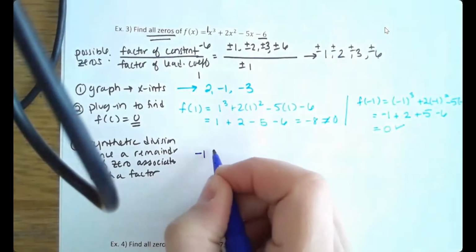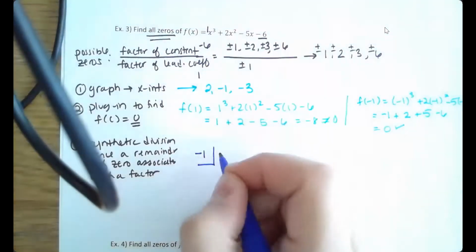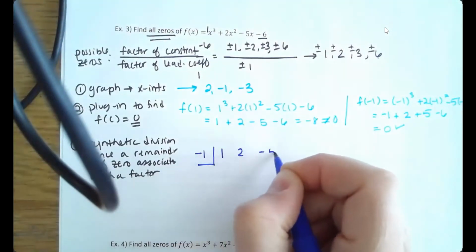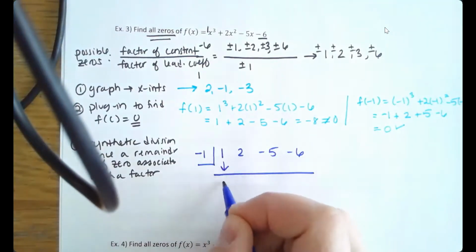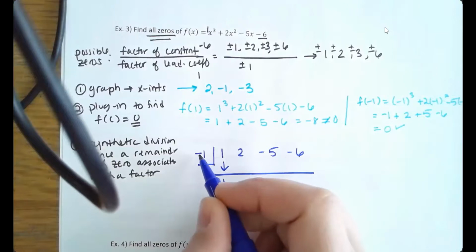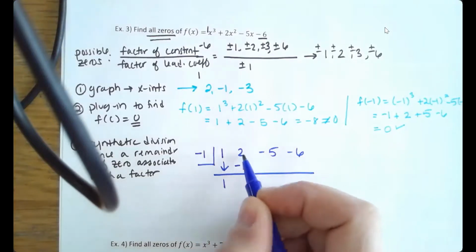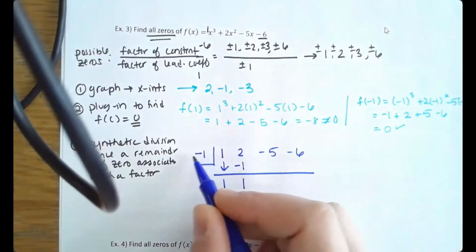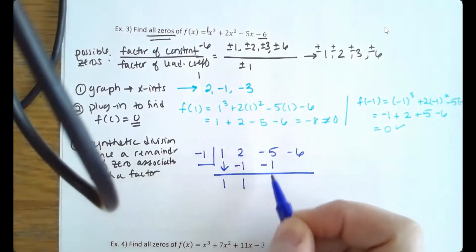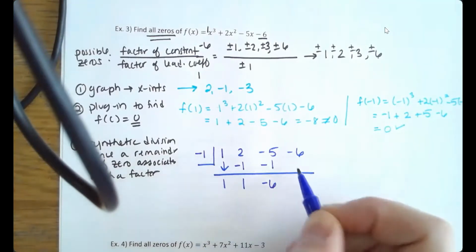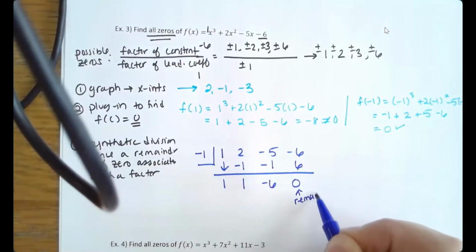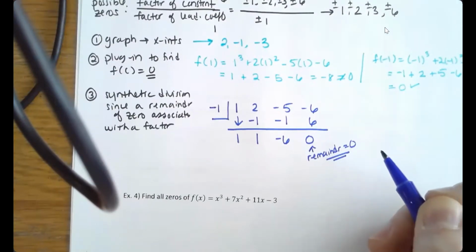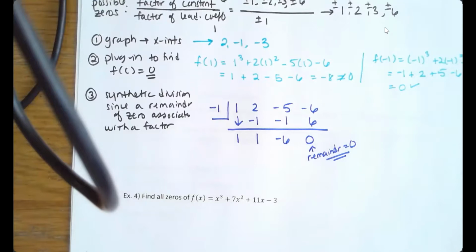And I'm going to do synthetic division here. So on my inside, I have a 1, a 2, a -5, and a -6. And when you're doing synthetic division, you're looking for a remainder of 0. Let's see, -1 times 1 is -1. I add these together. -1 times 1 is -1. Add these together. -1 times -6 is +6. I add these together. And that's what you're looking for. You want to have a remainder of 0. So when you have a remainder of 0, then you know that this is actually a factor.